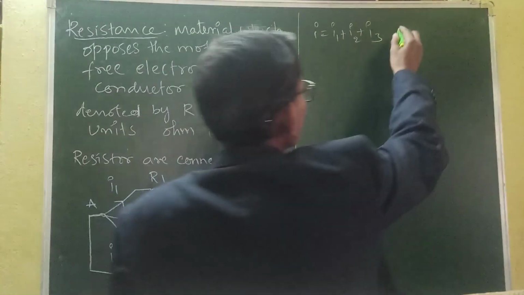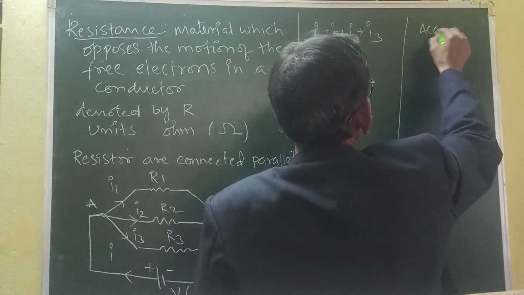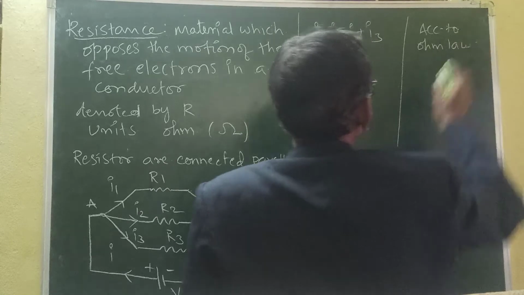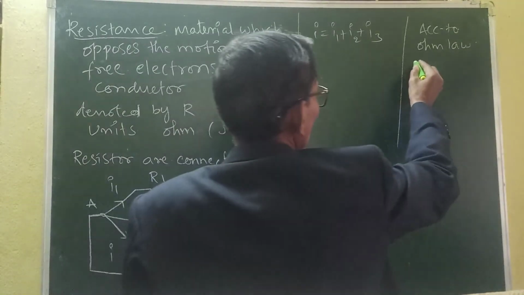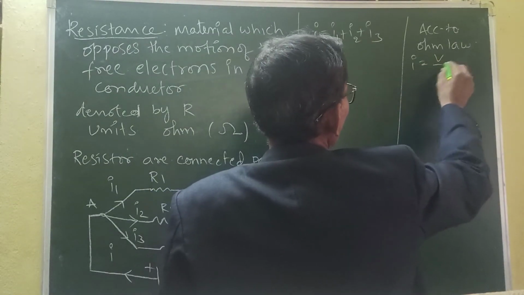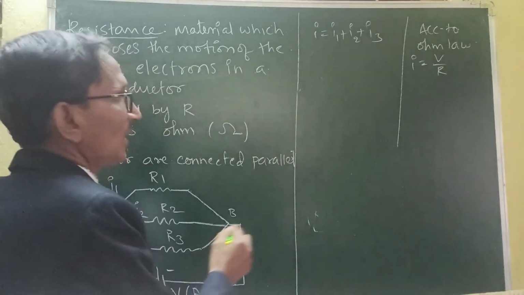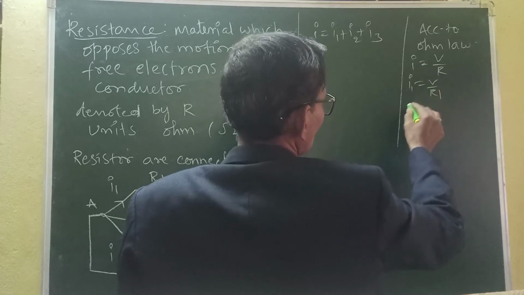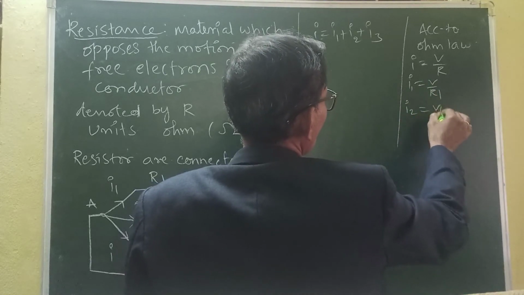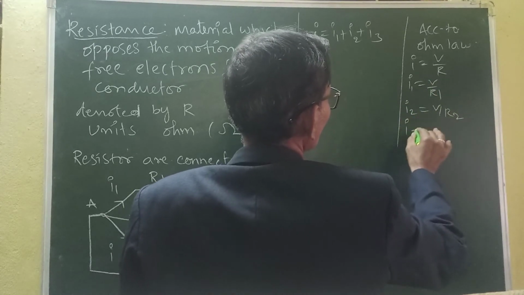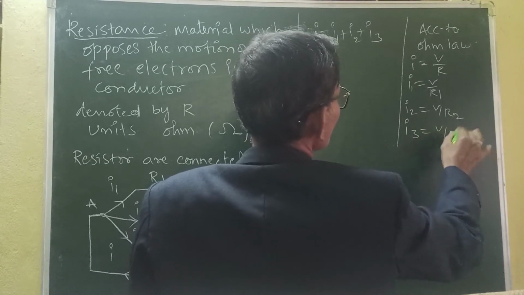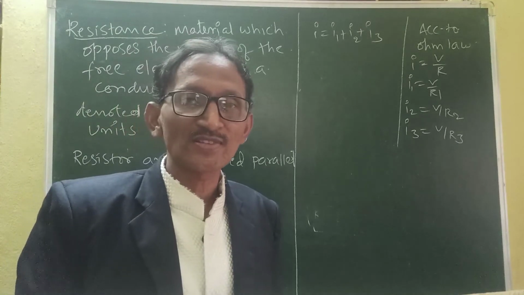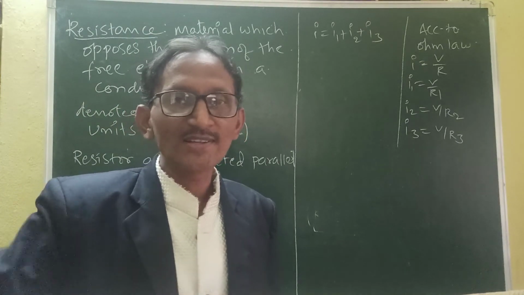Now according to Ohm's law, I is equal to V by R for the battery, since the potential is the same. I1 is equal to V upon R1, the potential being the same across R1. I2 is equal to V upon R2. I3 is equal to V upon R3. So the potential drop across each resistor will remain constant. There is no difference in the potential, but the current is dividing here.